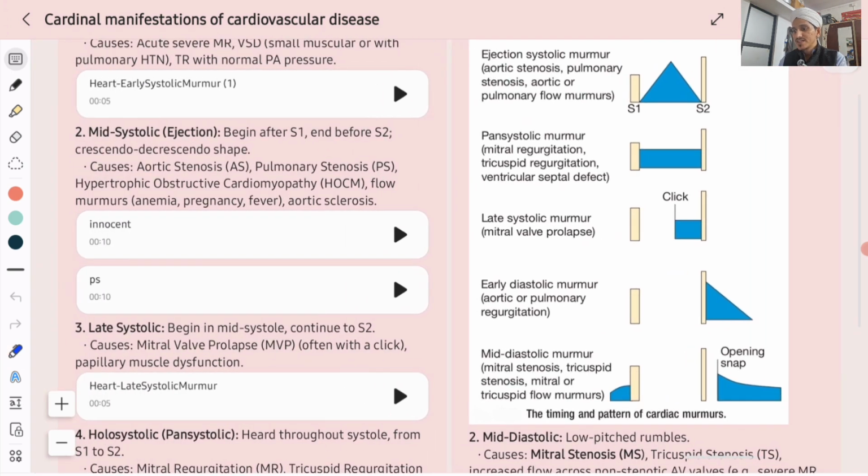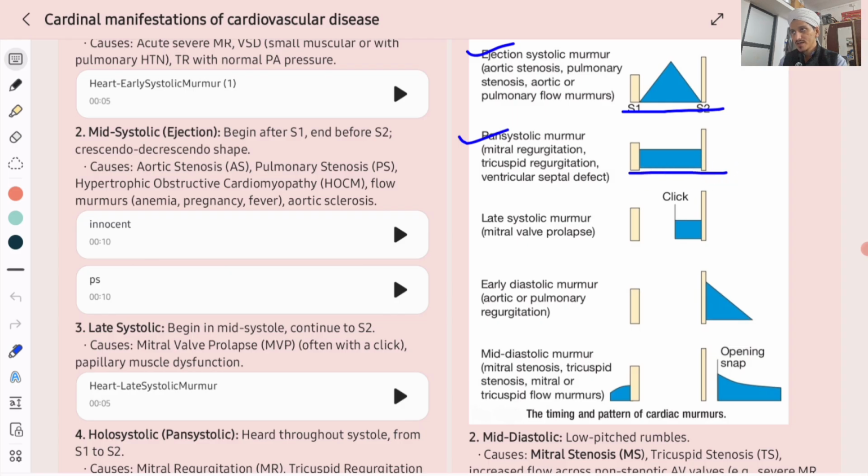Ejection systolic murmur, nothing but mid-systolic murmur, pathologic. It will be like this: crescendo, decrescendo type, a harsh murmur. Then pan-systolic murmur of mitral regurgitation or tricuspid regurgitation or ventricular septal defect. It will be like this.